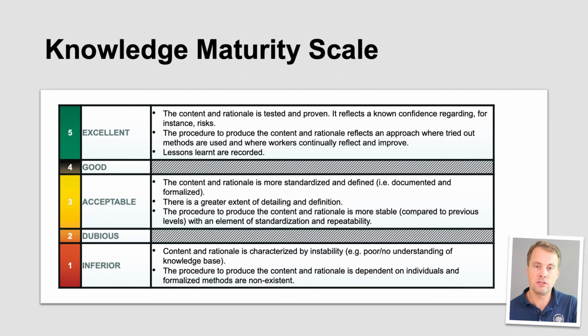It is a knowledge maturity scale that is ranging from level 1 to level 5. Level 1 is representing inferior knowledge, and level 5 is representing excellent knowledge. We have here skipped levels 2 and 4 because they are trade-off levels that we can use for more flexibility. For each level we have definitions about what characterizes the knowledge precision and certainty.